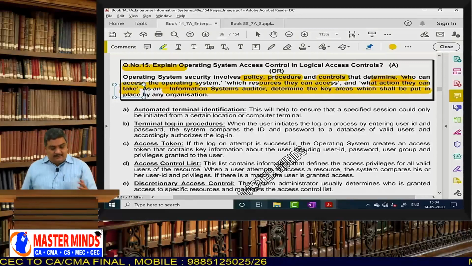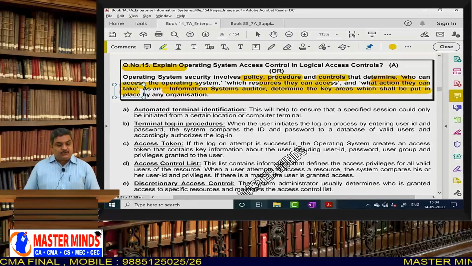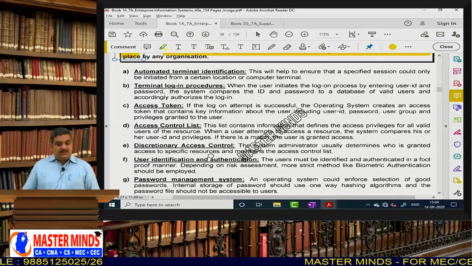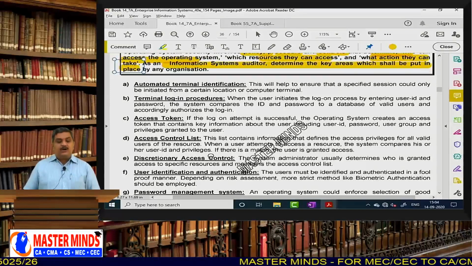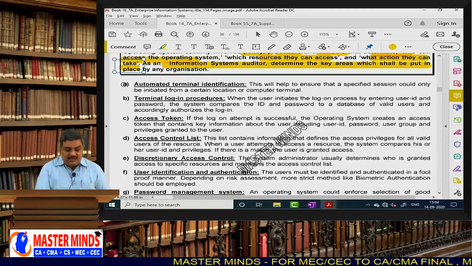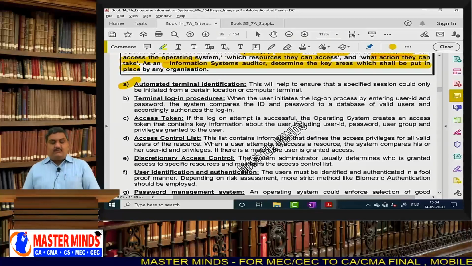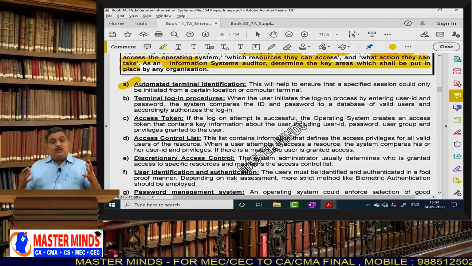Okay, and this is the biggest set of controls which the organization should have regarding the usage of the data inside the organization. Sir, what kind of controls ought to be made regarding the operating system? First one, automated terminal identification. That means, first of all, you should know who is accessing.